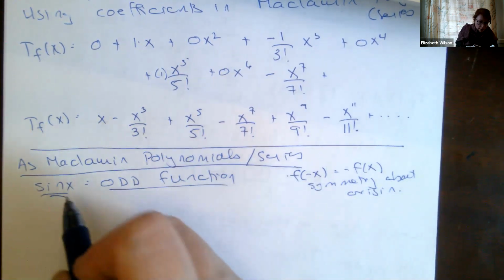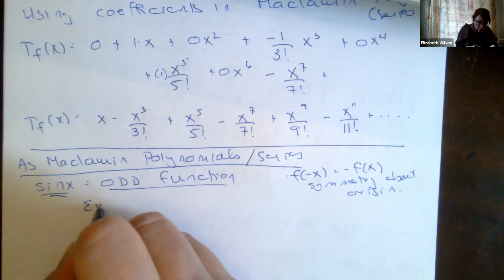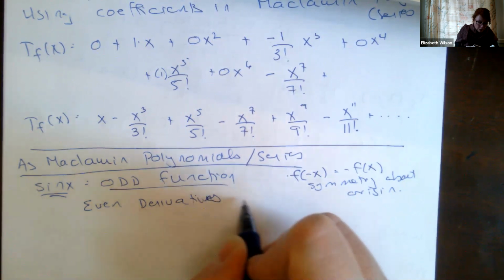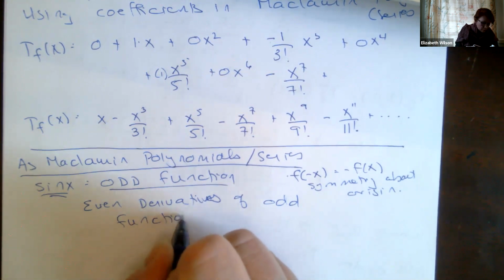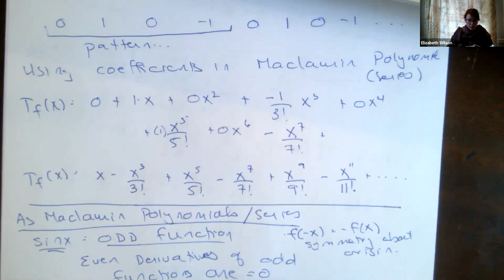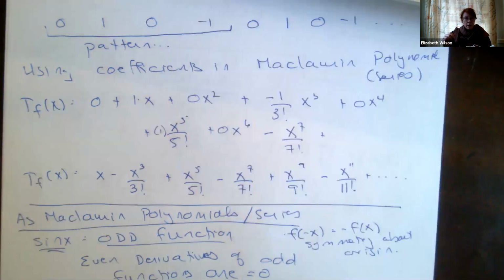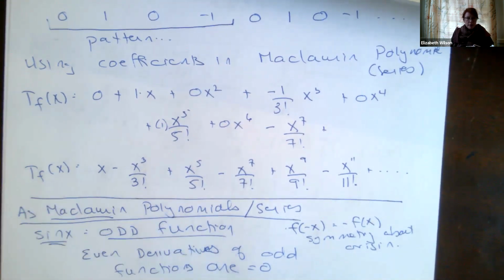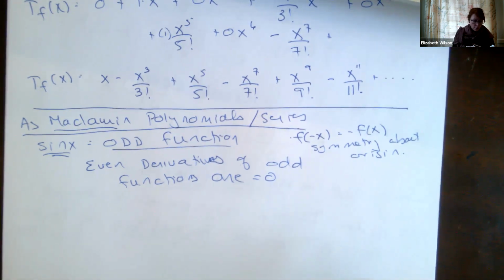So what happens on an odd function with the Maclaurin polynomial is that the even derivatives of odd functions are equal to 0. Even derivatives of odd functions are equal to 0. This is only Maclaurin, not Taylor, so this applies to our Maclaurin. For the Taylor series, you have to evaluate at that specific x value, so this only applies when a is equal to 0.